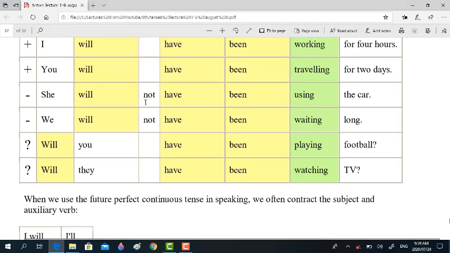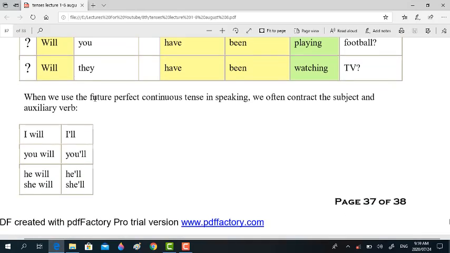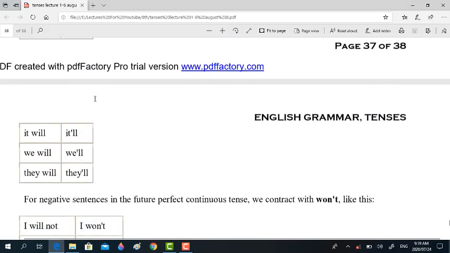Just look at this. This not is to be put after the first auxiliary, as has been said earlier: whenever you come across multiple auxiliaries, you have to put not after the first one, right? And the rules regarding contractions are the same, right?